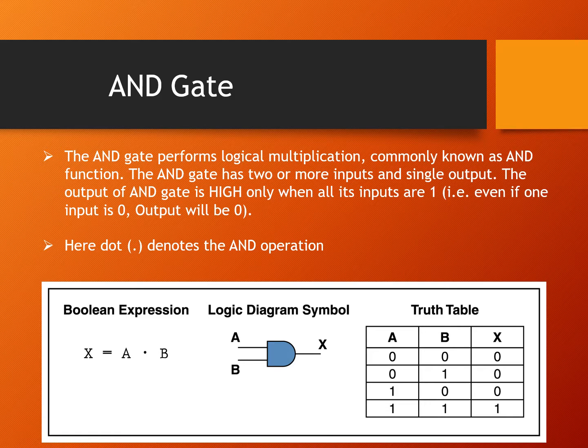Logic diagram symbol is given here. And in the truth table, we have two inputs a and b, and the output x. If any one of the inputs is 0 or both the inputs are 0, the output is 0. If both the inputs are 1, the output is 1.